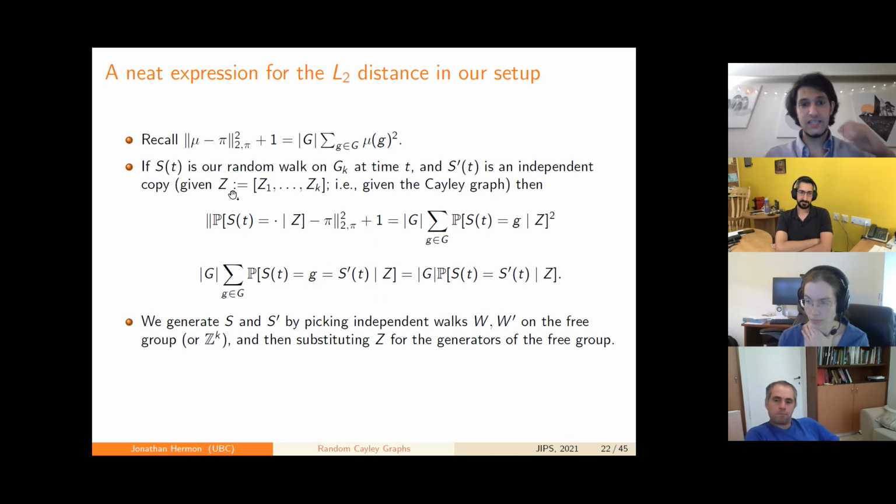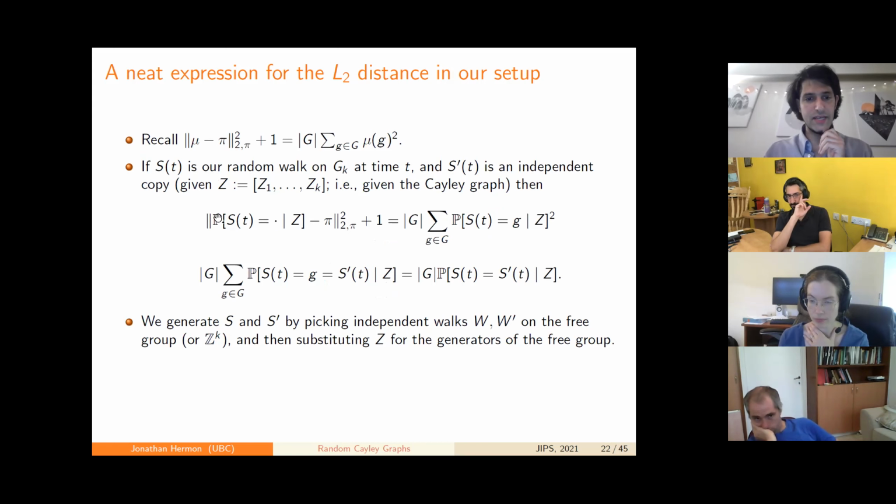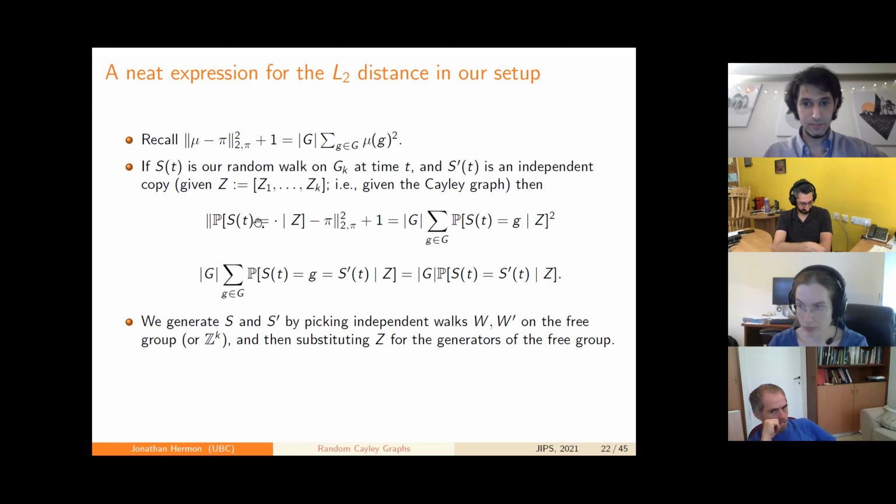If S_t, again, is the random walk on the random Cayley graph, and now we're looking at an independent copy of the random walk, but independent given the graph, i.e. given the generators, then using the formula we obtained for a general mu, we can say that the L2 distance squared plus 1 is equal to, we just substitute for mu this distribution. And that's what we do here, and we have a square, like we have here a square.